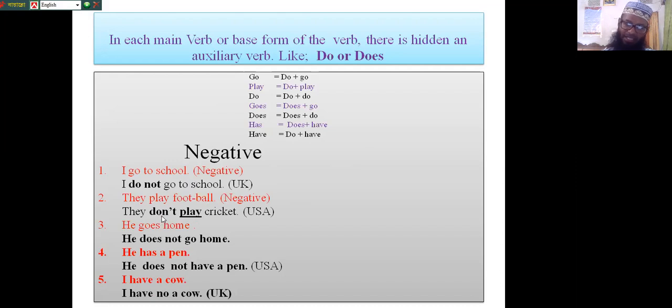They don't play cricket. Question number 4, he has a pen. He does not have a pen or he doesn't have a pen. It's American. Question number 5. I have a cow. I have no cow. That means the British use no or not to make it negative, but Americans use don't or doesn't. So do not and does not are the British form, and don't and doesn't are the American form.